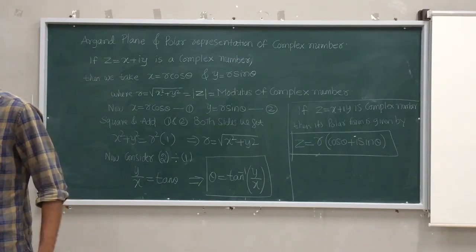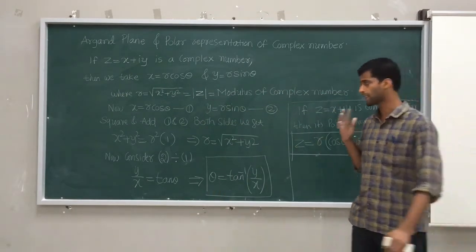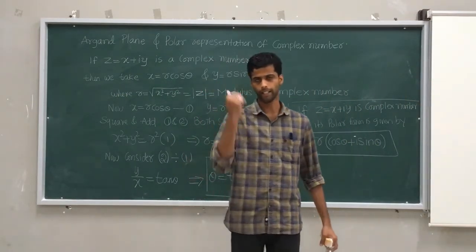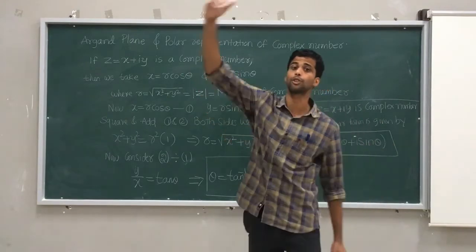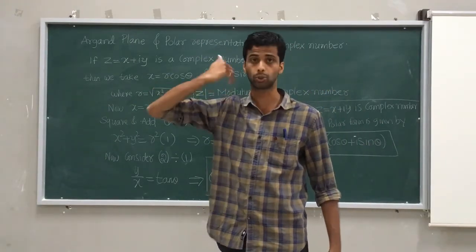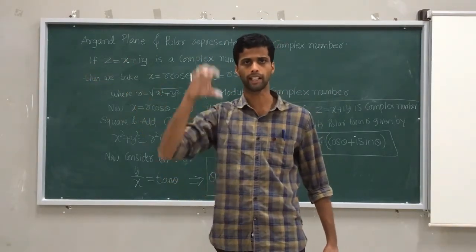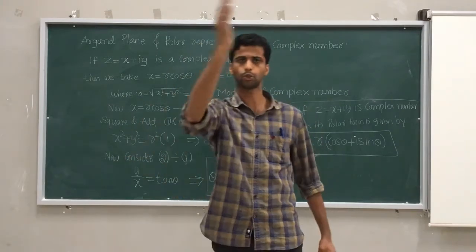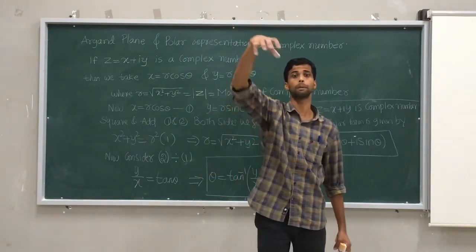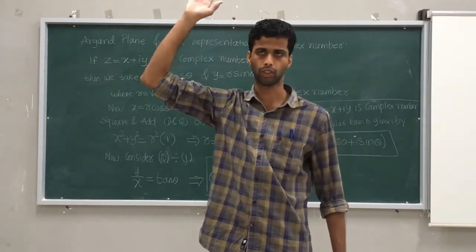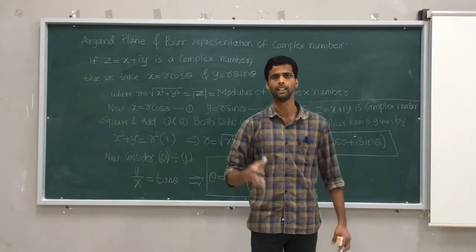One more thing I want to tell you, there is a term called principal argument. What does principal argument mean? I told it in the trigonometric chapter. Principal means the main interval, 0 to 2 pi. If you got a theta value between 0 to 2 pi or minus pi to pi, then the angle you got is called the principal argument of that complex number.